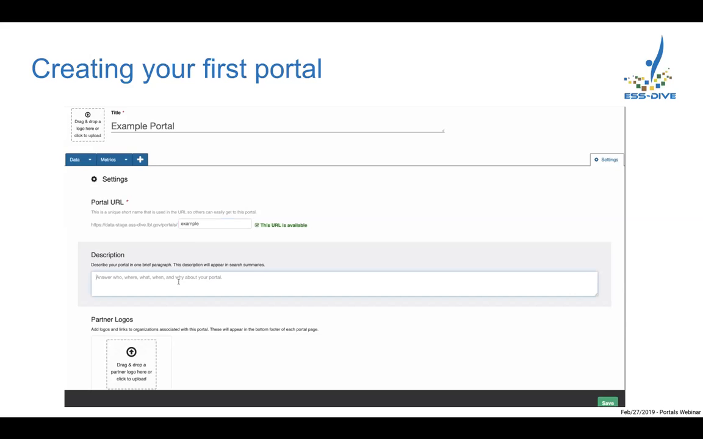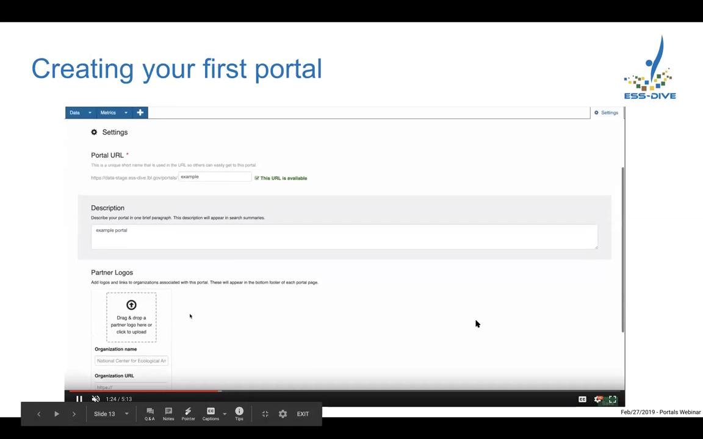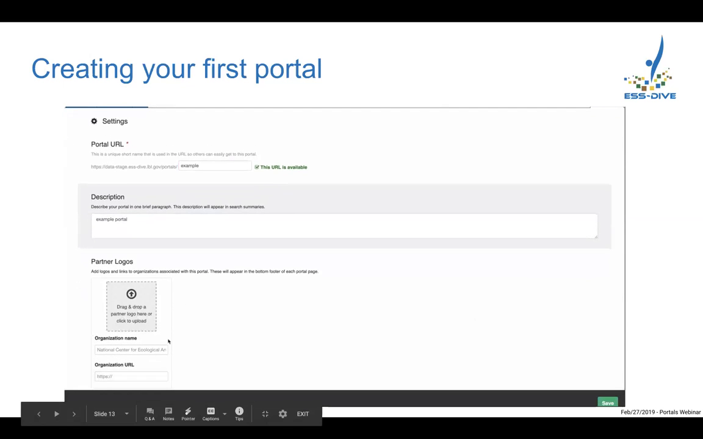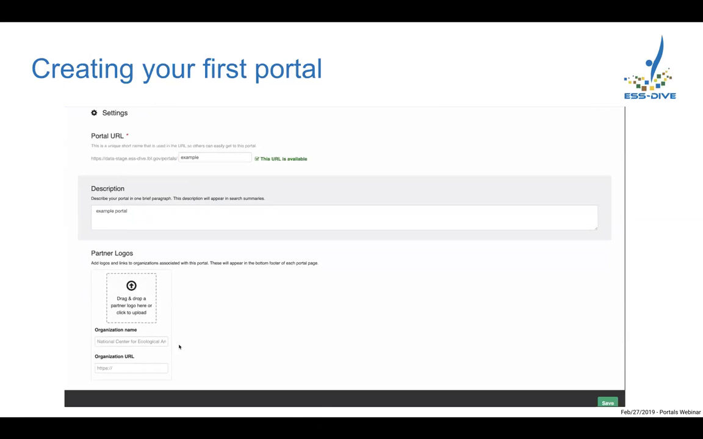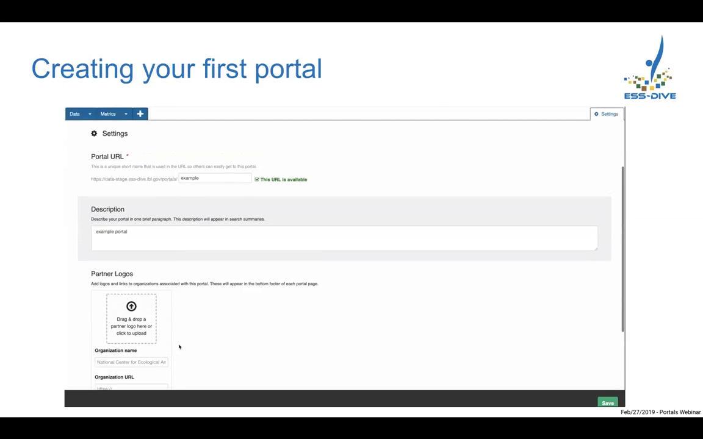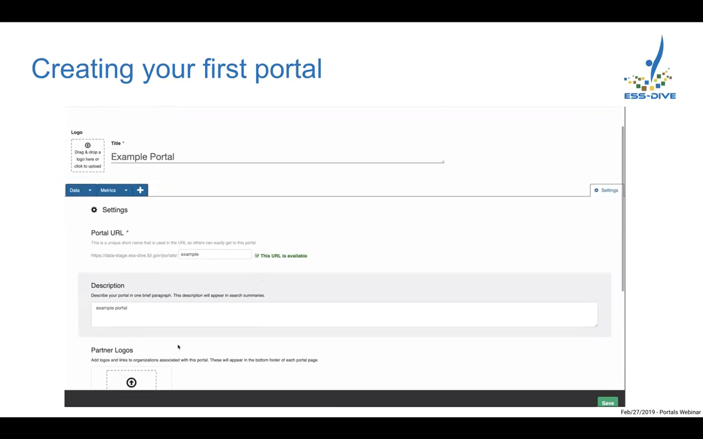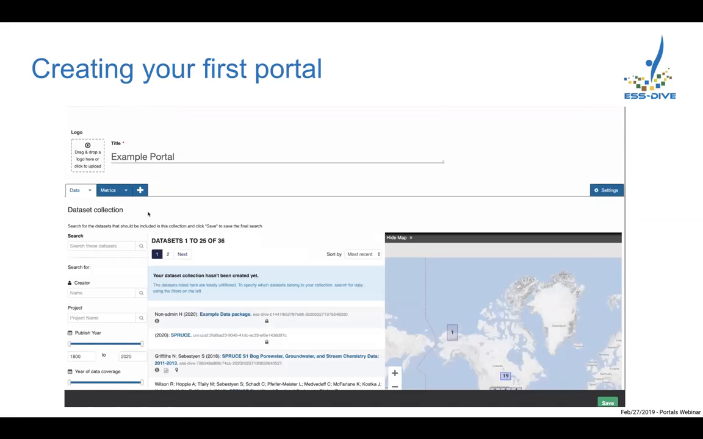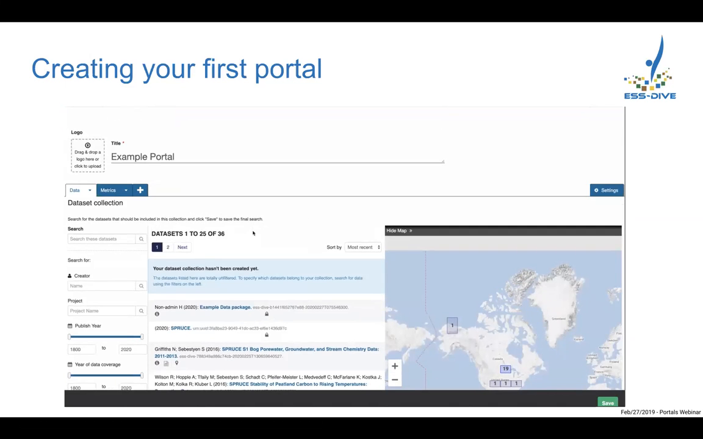All we have to do here is enter a brief description on our portal. Then add the partner logos. You can add any partner, for example, DOE, Berkeley Labs, or Oak Ridge. Then through the data tab, we will be able to see data packages we have access to, as you can see here.